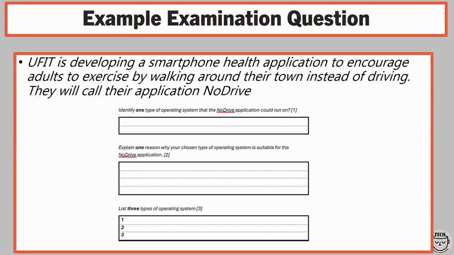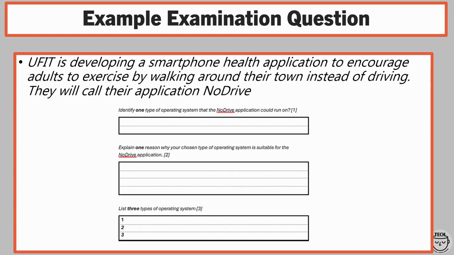So for some example examination questions, we've got a company called UFit who are developing a smartphone health application to encourage adults to exercise by walking around their town instead of driving. And they will call their application No Drive. So one thing you'll find in the exam is that there's always some sort of scenario, usually as short as this, and it develops as the questions go through.